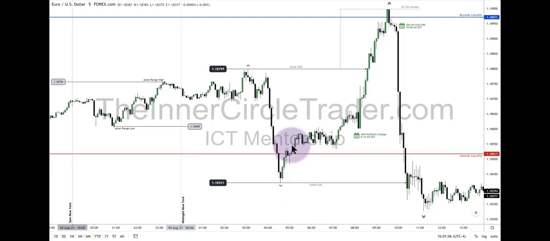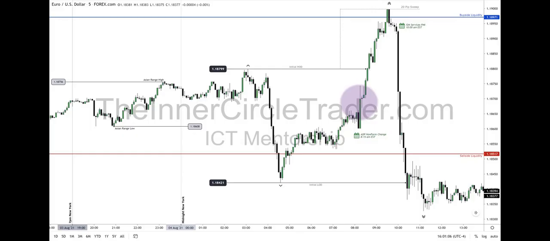Rallied off of that through London lunch. It was quiet, and then right on schedule, 7 a.m. New York open kill zone. It reprices higher, sweeps down into a fair value gap, reprices on the ADP non-farm change that came out at 8:15 a.m.